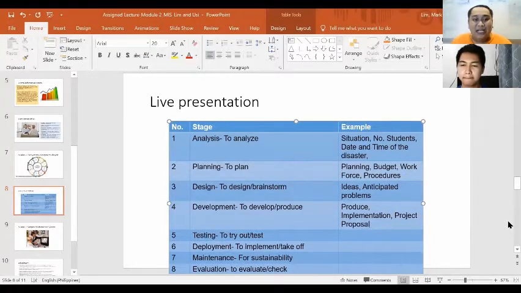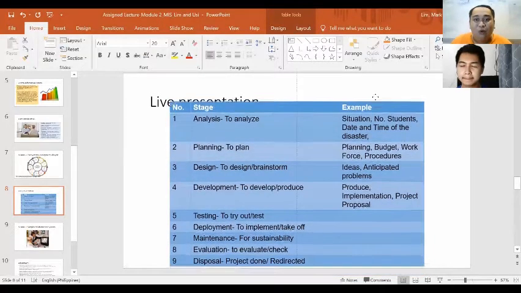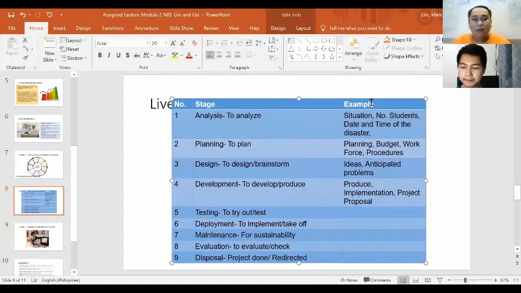The next is testing or to try out. Before you go to a particular school, you need to have a series of simulations. You have to consider testing the plan that you want to consider. So upon simulation or testing, this is re-evaluating what you have designed, what you have planned, and what you have developed. You need to consider the deployment stage.